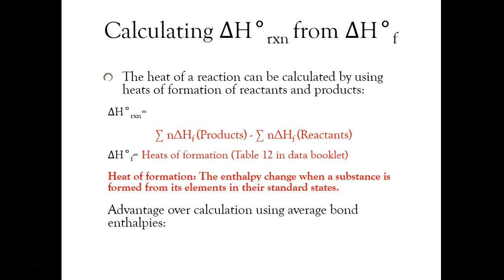The heat of formation is defined as the enthalpy change when a substance is formed from its elements in their standard states. So an important thing to note here is that if we have an element in its standard state, its heat of formation is 0 because there is no process of forming it from its elements. It is an element itself. Okay. The advantage over calculating using bond enthalpies is twofold. You have more accurate data because it's specific to the substance as opposed to just being an average of all the bonds, and the species don't have to be gaseous.